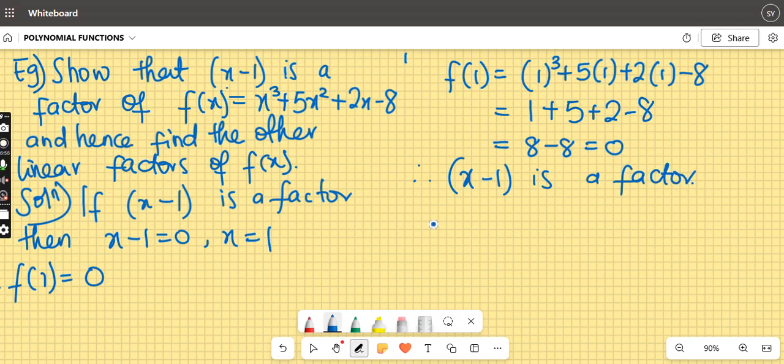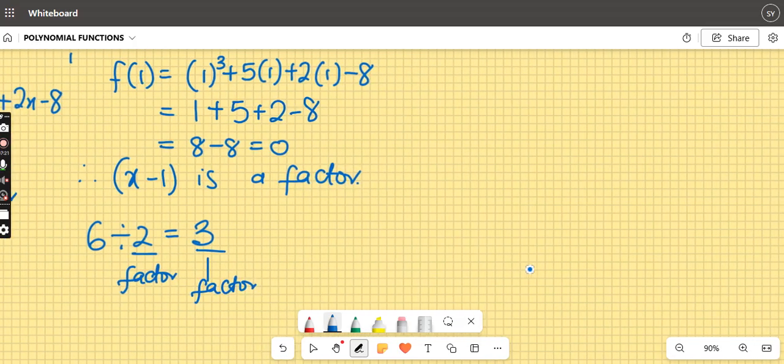So the next thing we are going to do: if x minus 1 is a factor, now if you divide a number by a factor, you get another factor. 6 divided by 2 gave us 3. 3 is a factor, and then 2 is also a factor. So one way to find another factor is to divide the function by something that is already a factor.